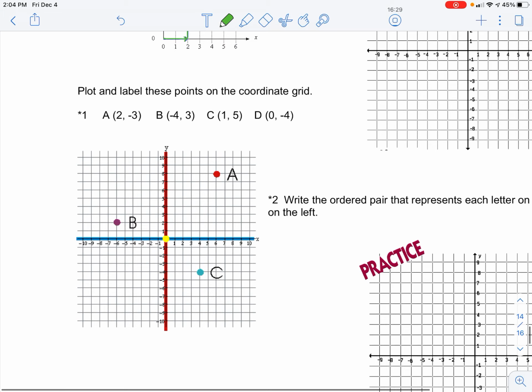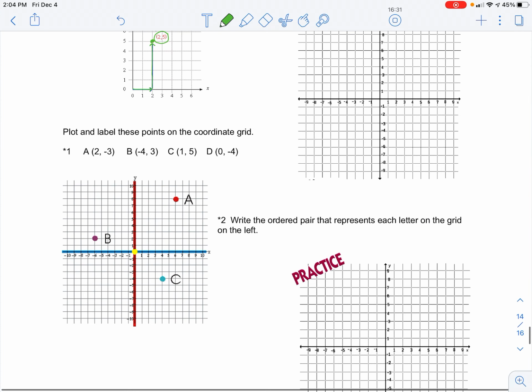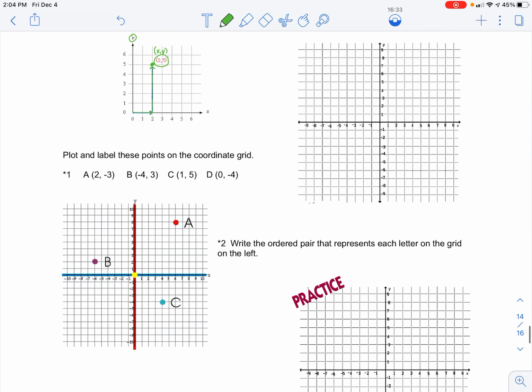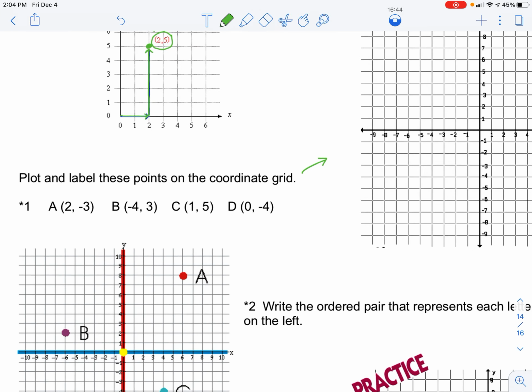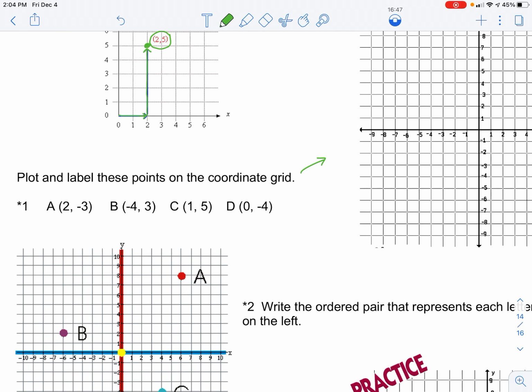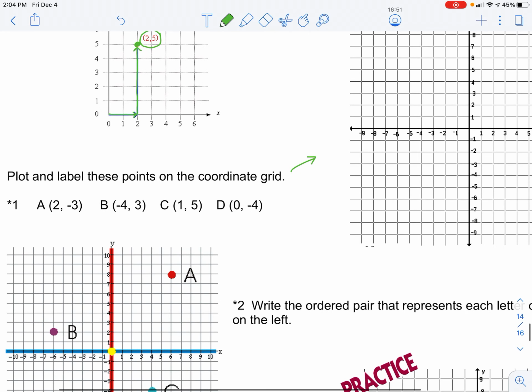Number 1, I'm sorry. Okay, so number 1, this is a little confusing to me. We're going to plot and label these points that you see in number 1. A is (2, -3), B is (-4, 3), and so on. So how do we do this? You may already know, and you can try them without me. You can pause the video.